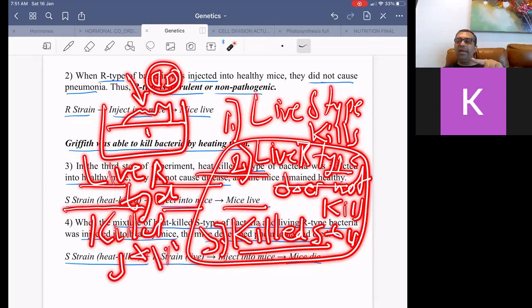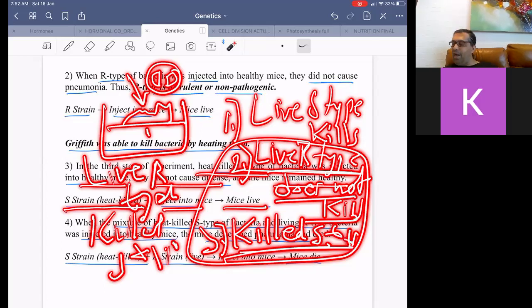Now he mixed it and took live R-type, killed S-type, and put it in the mouse. Will the mice die? Sir, we have already proven live R-type does not kill. It is avirulent or non-pathogenic. Killed S-type, so anyway will not kill because the bacteria are not multiplying.